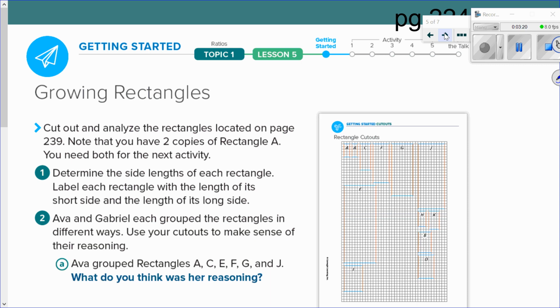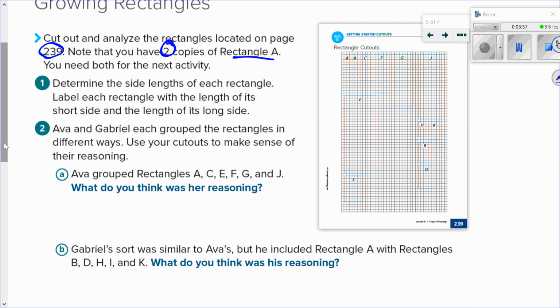Emery, thank you. Okay, cut out and analyze rectangles located on page 239. We'll go to that in a minute. Don't go there yet. After you've done that, you're going to see you have 2 copies of rectangle A. That's intentional. Here's your task. You need to determine the side lengths of each rectangle. Label each rectangle with the length of its short side and the length of its long side. So you're going to write it right on the cutout that you're doing.